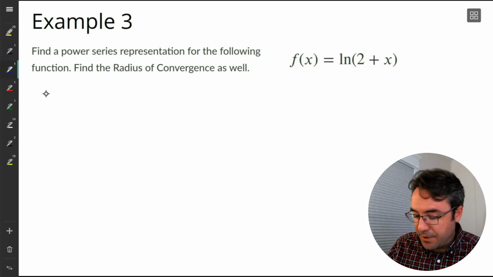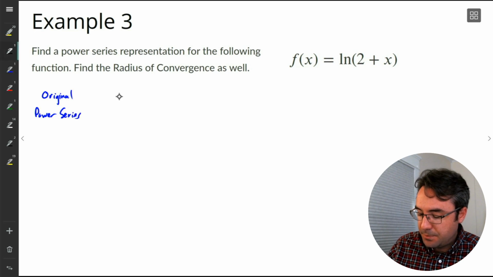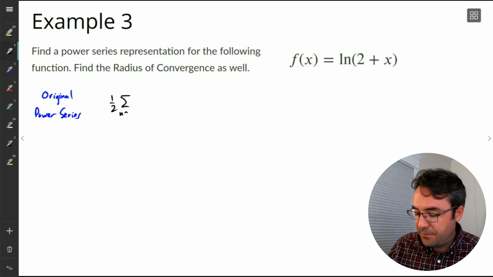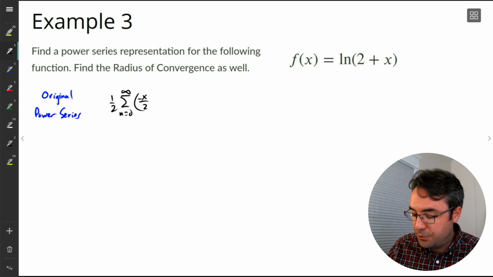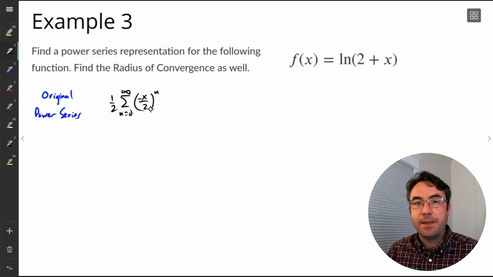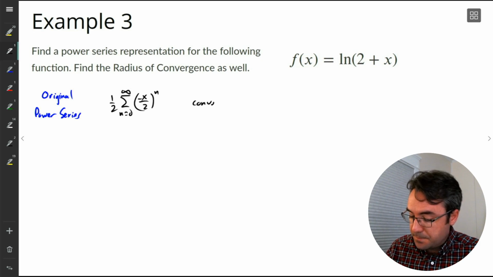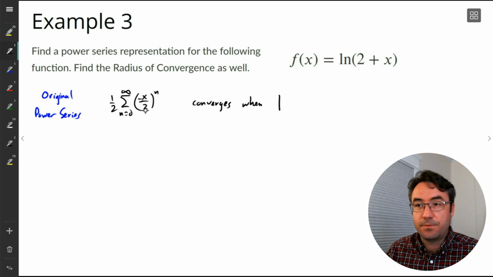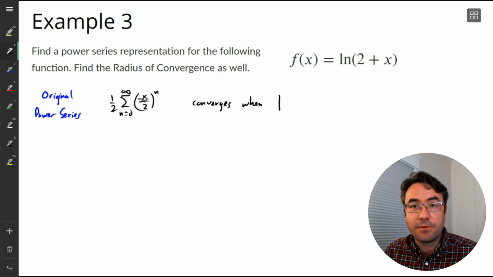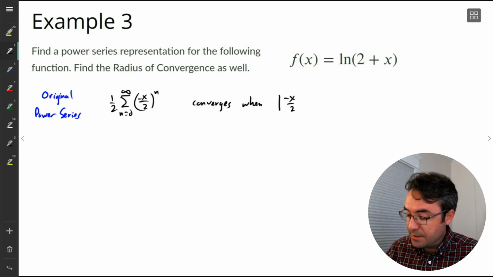All right, so let's start with our original power series. So this was 1/2 times the sum from n equals 0 to infinity of -x over 2 raised to the power n. And this is a geometric series, and we know a geometric series converges when this variable part, this ratio here, the r value, when the absolute value of it is less than 1.